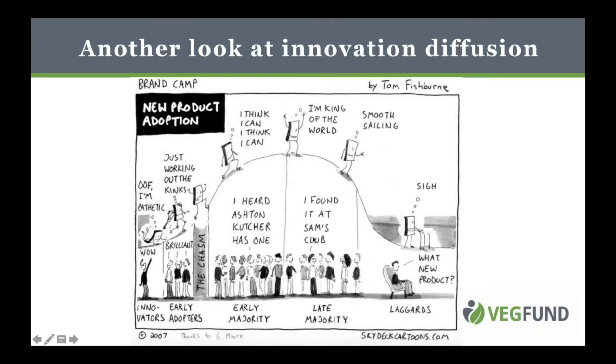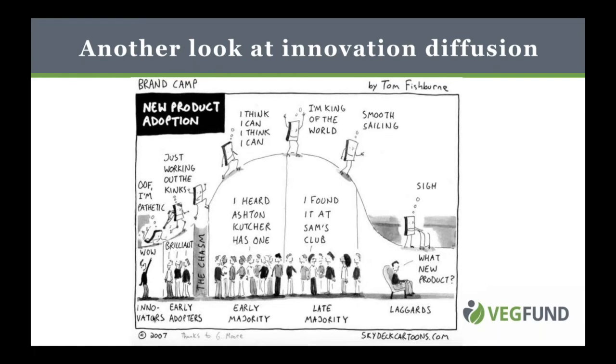The late majority, when you say, "I found it at Sam's Club," this is suggesting that now the thing is broadly accepted in society, right? Because it's showing up in a major retail chain, and it's no longer only found at small hole-in-the-wall vegan restaurants.